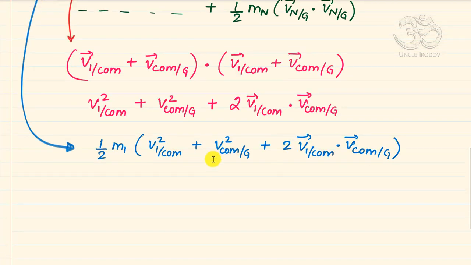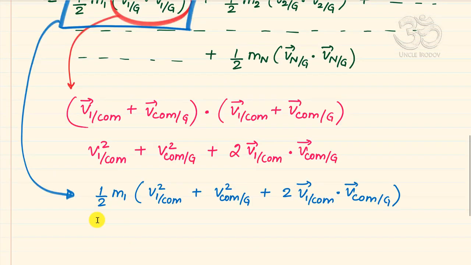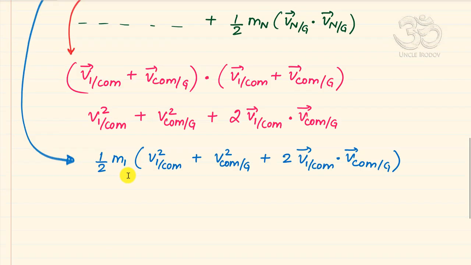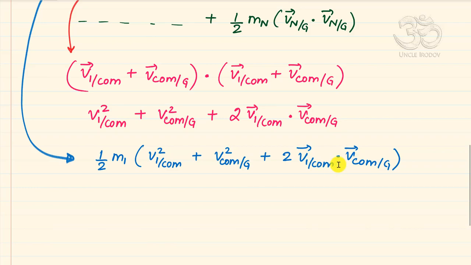So I will have the second one open up as half. So here half is half. In place of m1 I will have m2. So half m2 v2 in the center of mass frame square plus v center of mass with respect to ground square plus 2 times v2 with respect to center of mass dot v center of mass with respect to ground. So that's the second one, then the third one, and so on. So each of these terms will lead to 3 different terms.